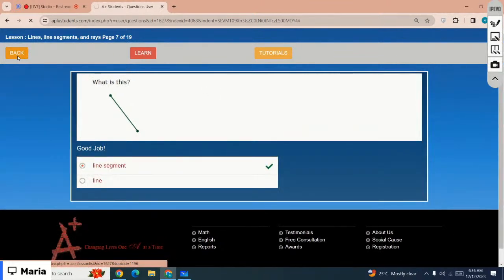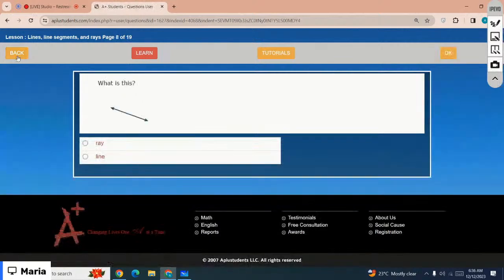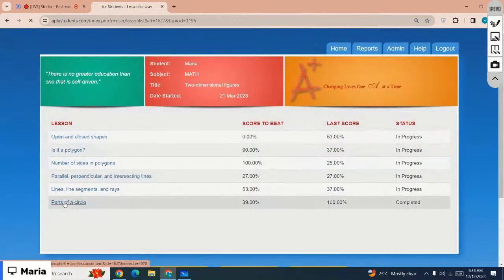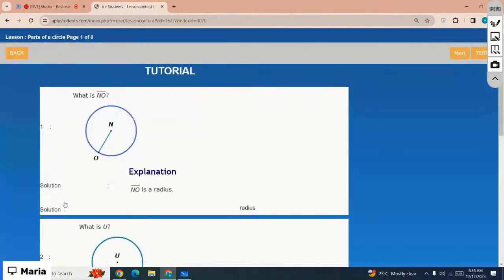And the next lesson is parts of a circle. Okay, let me just explain the circle.